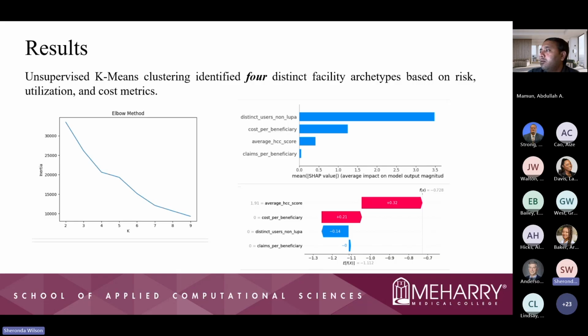Also with the K-means clustering, it identified 4 distinct facility archetypes. And so the first cluster basically handled a large amount of the episodes, the payments, and the beneficiaries, resulting in higher overall charges. In cluster 1, importantly, this cluster had the most complete demographic and health conditions, with a high percentage of beneficiaries with hypertension and hyperlipidemia, suggesting they manage a diverse patient population.